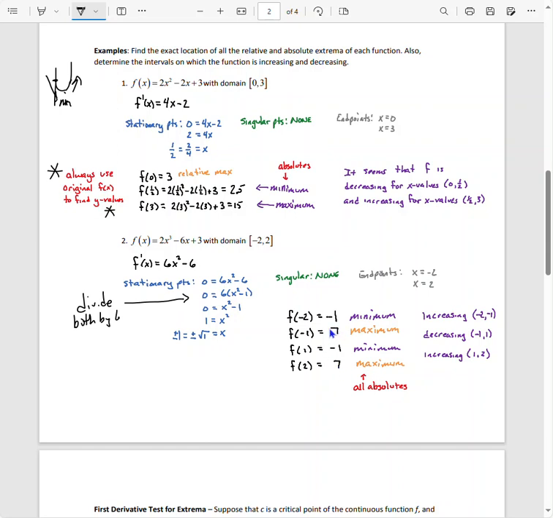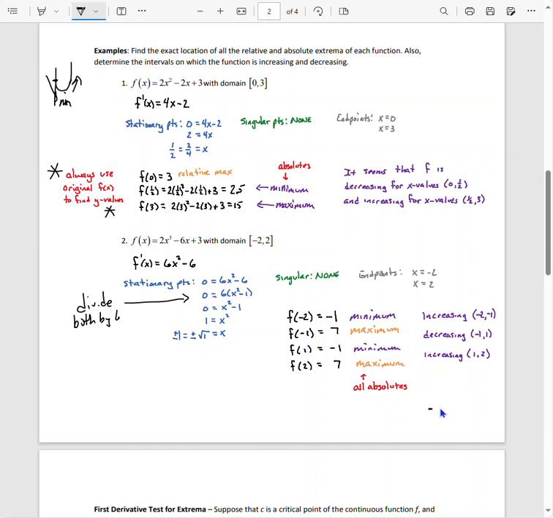And I notice that 7 is the biggest number and it happens twice. Those are both maximums. Closed interval. So we have 2 absolute maximums because they're the same height. The only numbers remaining are both -1, which means they're both the same lowest number. So these are minimums.